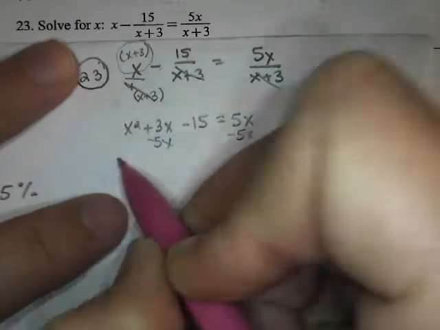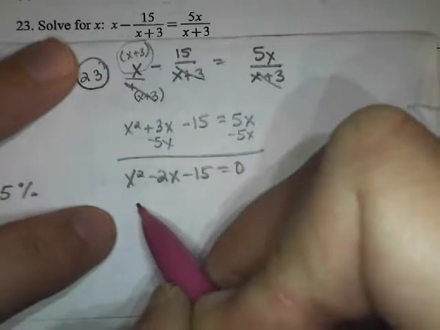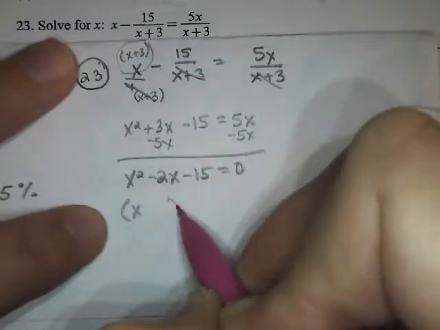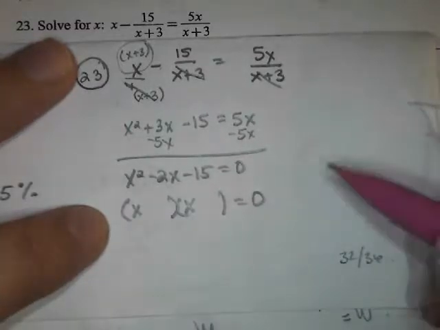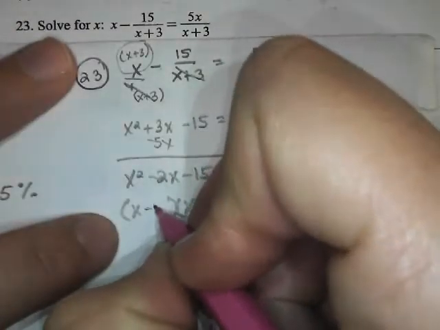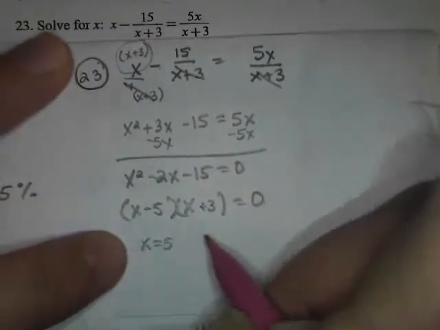And factor if you can. If it's not factorable, we'll go to the formula, but we always want to try factoring first. And negative 5 and plus 3. Very good. I know some of us are quicker at that than others. And then your two answers are x equals 5, x equals negative 3, and any equation that we're solving, we need to check for extraneous.